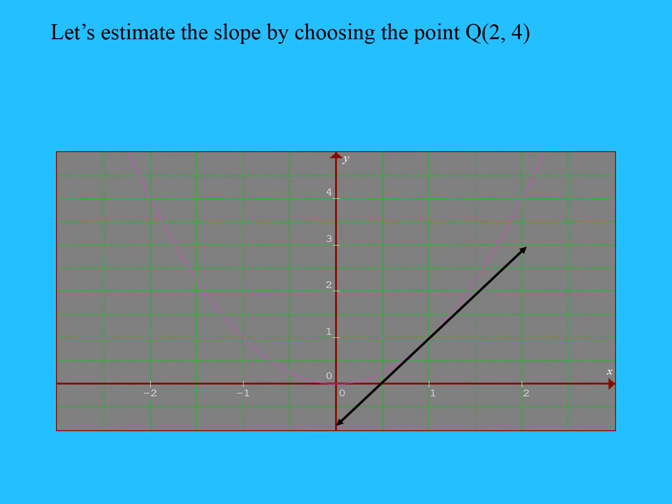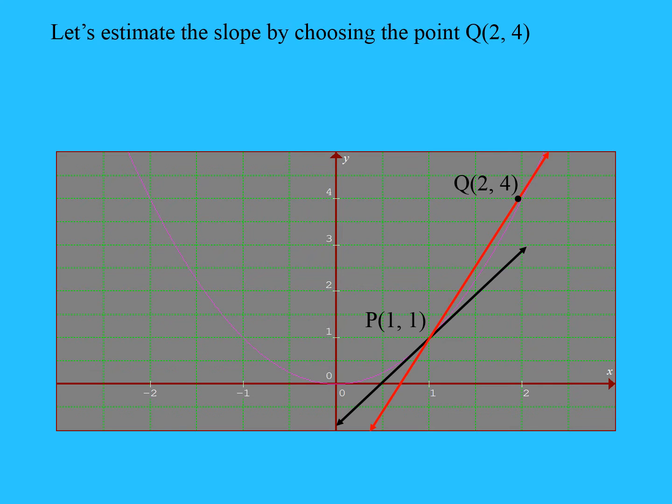So what we're going to do is estimate the slope of this tangent line by creating a secant line, by choosing another point on the graph of y equals x squared. So let's choose the point (2, 4), and then we could draw a secant line through the points (1, 1) and (2, 4). So here we have our point (1, 1) and the new point (2, 4).